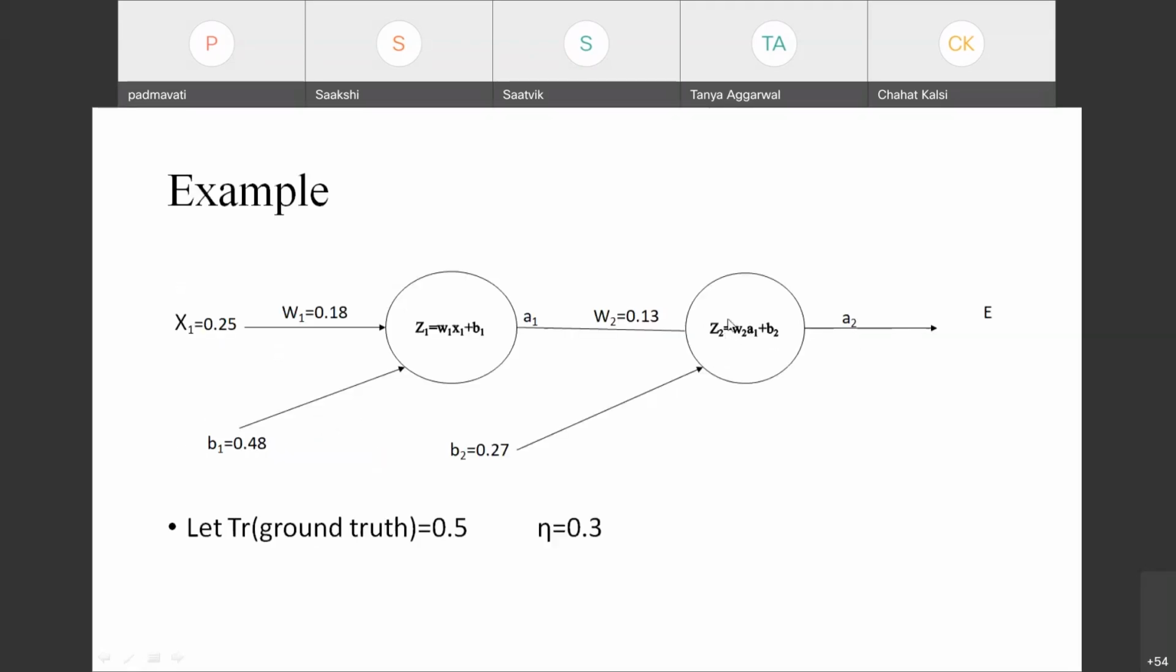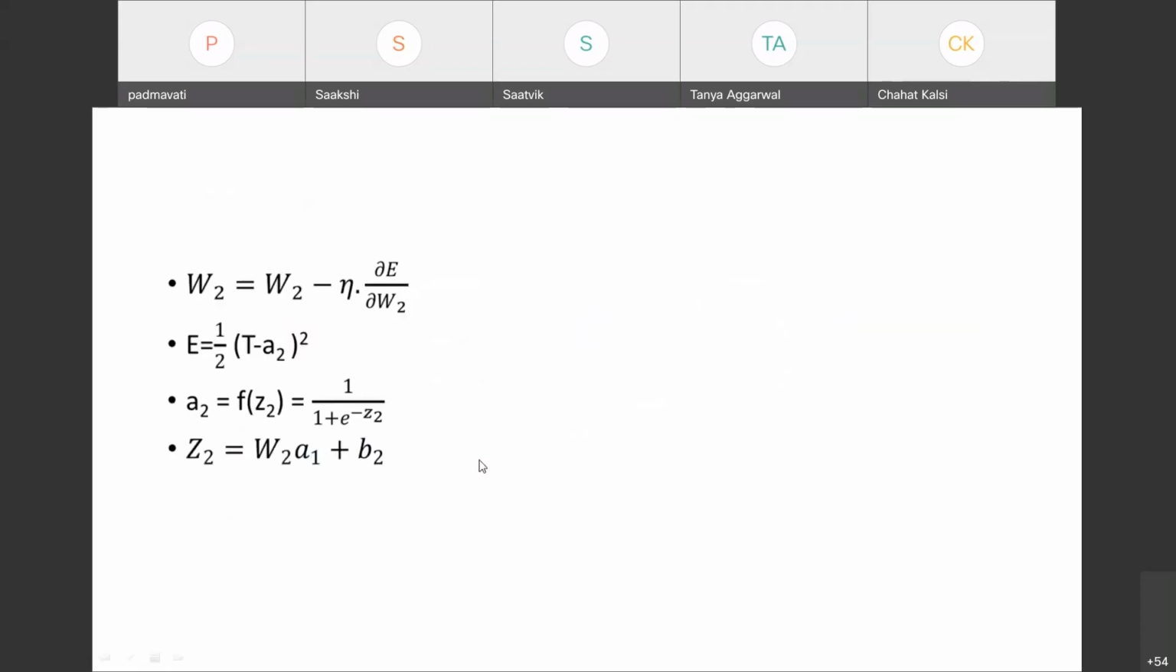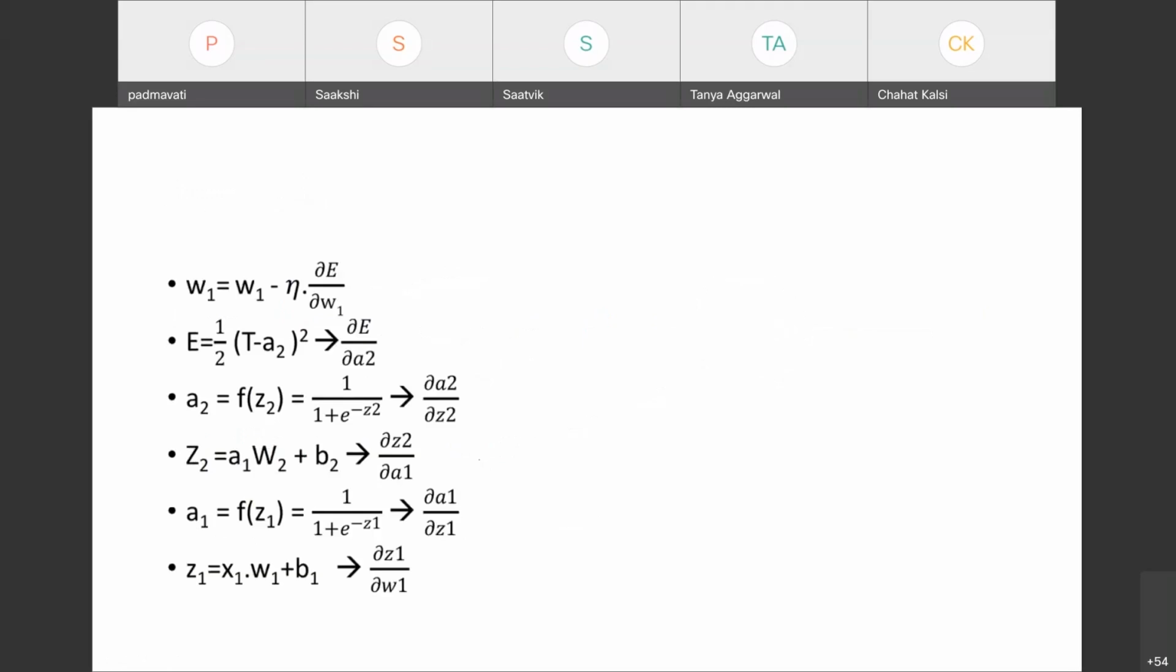And what about z2? z2 can be computed with the help of W2, A1 and B2. Again, we have seen this while studying the feed forward neural network, how to compute the pre-activation value. We can compute it with this equation: z2 equals W2 into A1 plus B2.